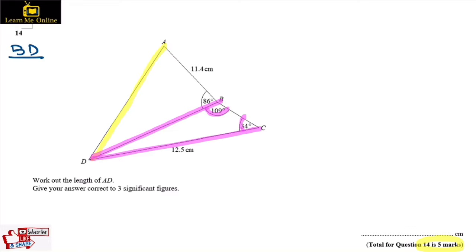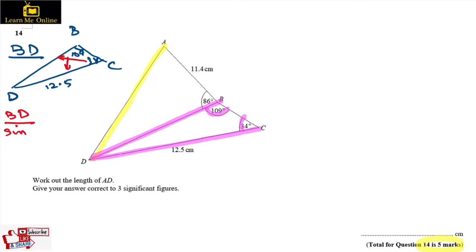To find BD, you use the sine rule. I'm going to draw the triangle over here on the side. This is the triangle we'll have. This is B, this is C, and this is D. This angle is 109, this angle is 34, and that's 12.5. To do the sine rule, we need to have the opposite angles and the opposite sides. So BD over sine 34 equals 12.5, which is this length, and opposite to that would be sine of 109.